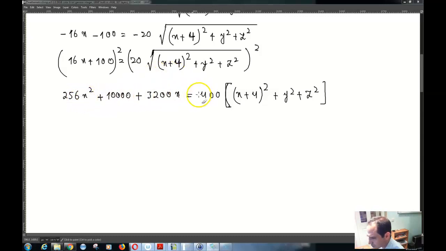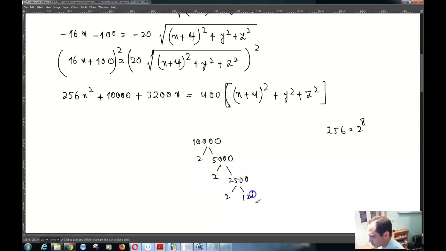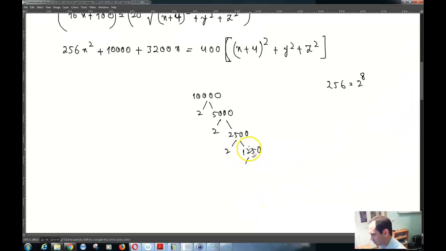So 2 raised to the power 8 is equal to 256. So 256 is equal to 2 raised to the power 8. Now 10,000, you can write it as 2 times 5,000, 2 times 2,500, 2 times 1,250, 2 times basically 625, and so that's 2 raised to the power 4.